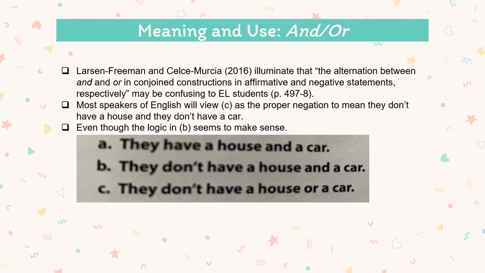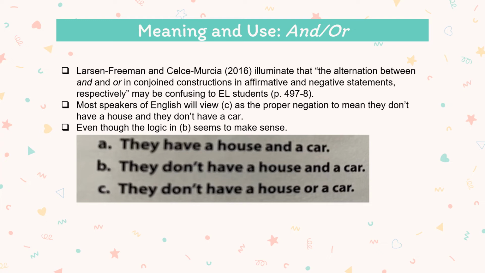Finally, we have the meaning and use of the words and/or. So the textbook goes back to these specific words because of some confusion that can come from these words and/or. So Larsen-Freeman and Celce-Murcia illuminate that the alternation between and/or in conjoined constructions in affirmative and negative statements, respectively, may be confusing to EL students.